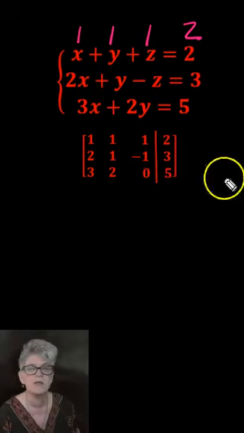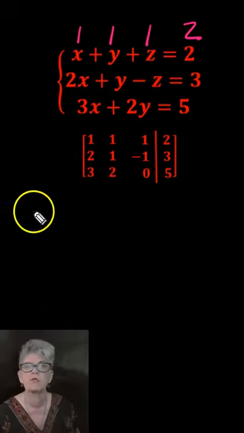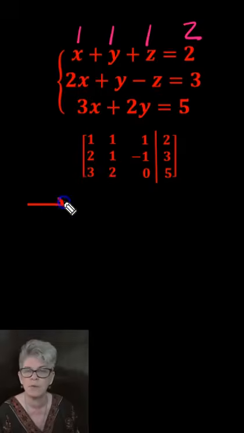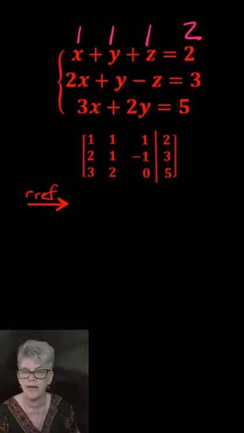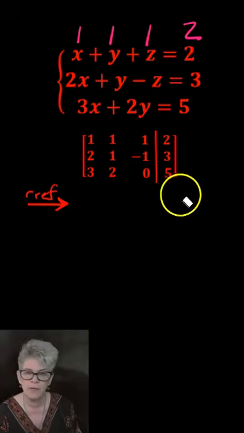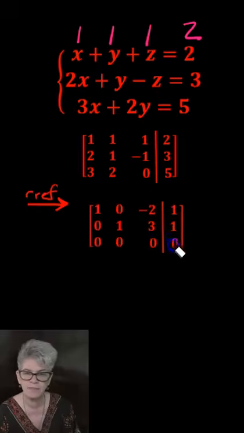The next thing you need to do is get your augmented matrix into row reduced echelon form. Now, in my longer videos on my YouTube page, I show you how to do that with a TI-84 Plus calculator. There's not enough time to do it here. So when you do that, you will get this matrix.